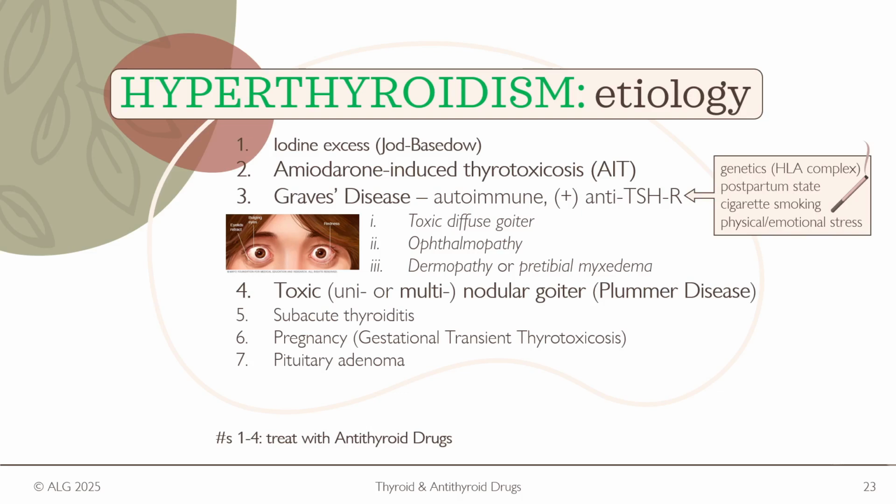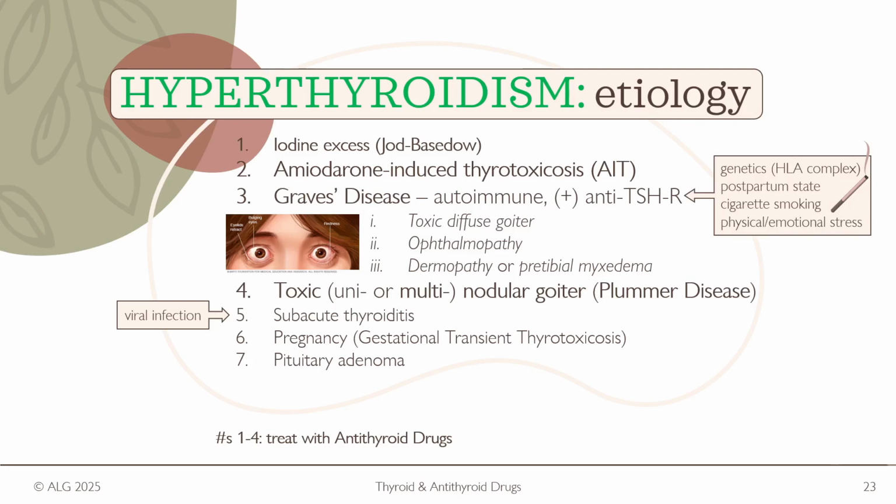In Graves' disease, we have toxic diffuse goiter. In Plummer disease, we have toxic multinodular goiter. If the goiter is caused by a single toxic nodule, the nodule can be surgically removed. But with toxic multinodular goiter, we give antithyroid drugs followed by subtotal thyroidectomy.